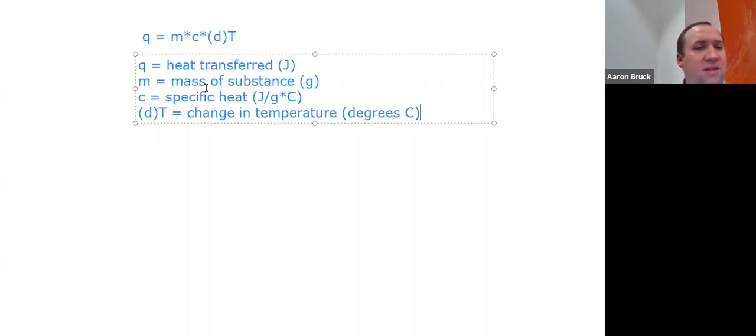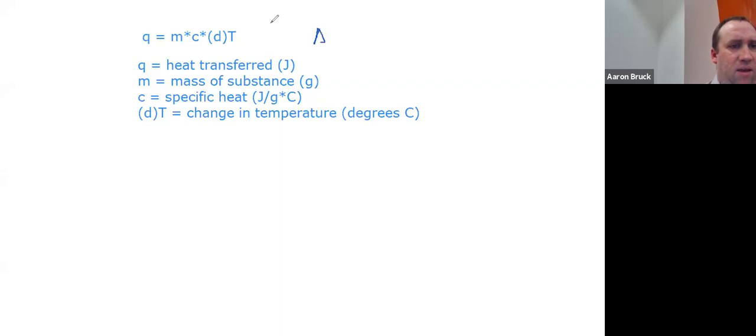And then dT, or delta T, sometimes it looks like this. And that indicates the change in temperature in degrees Celsius. So we can always find that temperature change by taking the final temperature and subtracting from it the initial temperature.